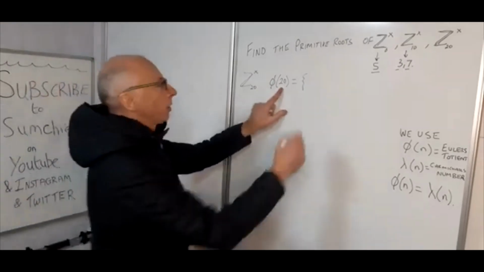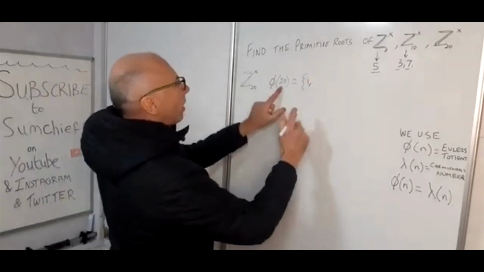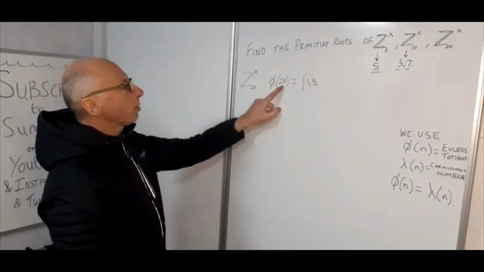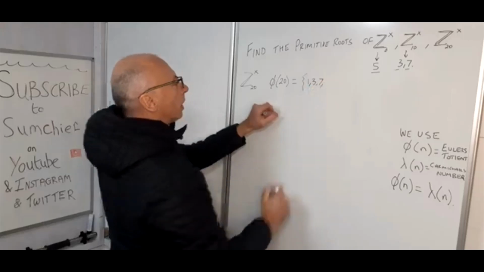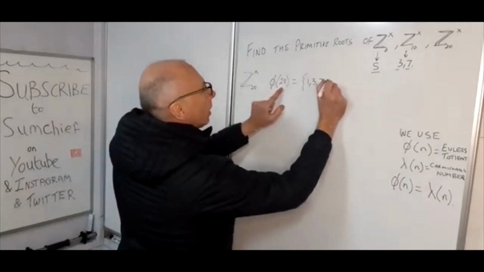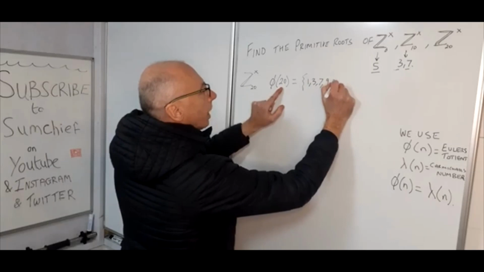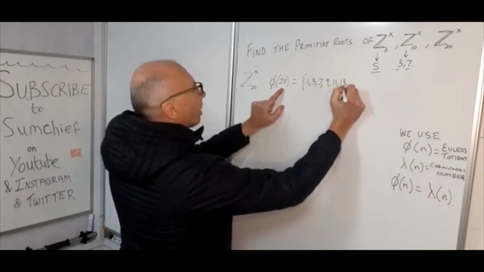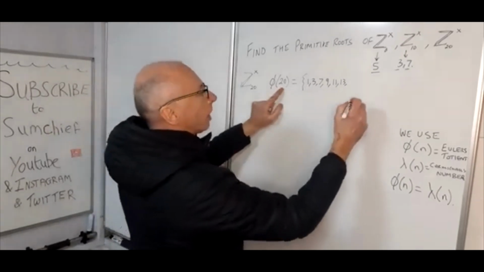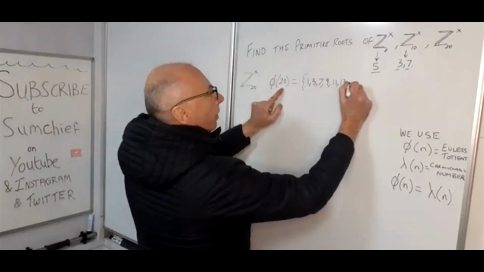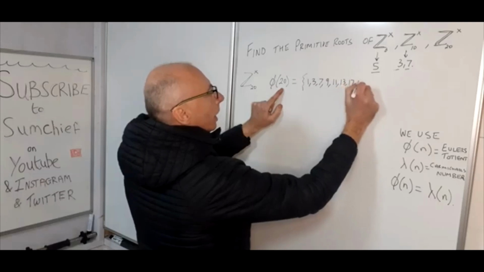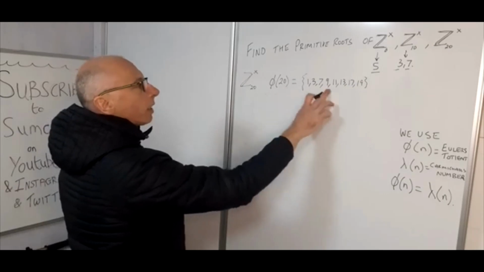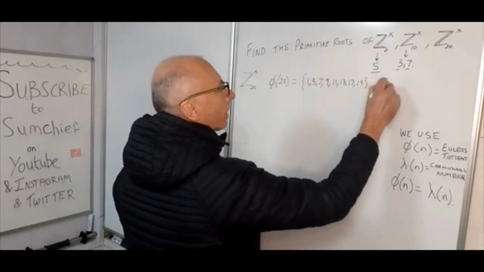So 1 is going to be included, 2 won't be, 3 is, 4 won't be, 5 won't be, 6 won't be, 7 will be included, 8 is not, 9 will, 10 won't, 11 will, 12 is not, 13 will be, 14 won't be because it's 2, 15 won't be because it's 5, and 16 won't be, so 17 will and 19 will. So Euler's Totient function for 20 is going to give us a value of 8.